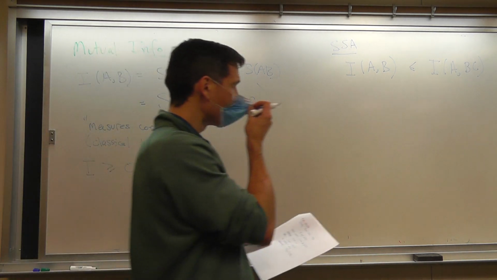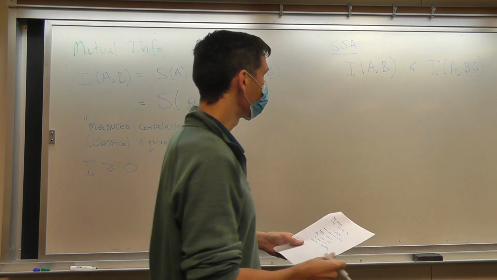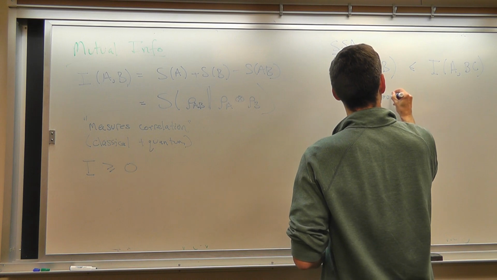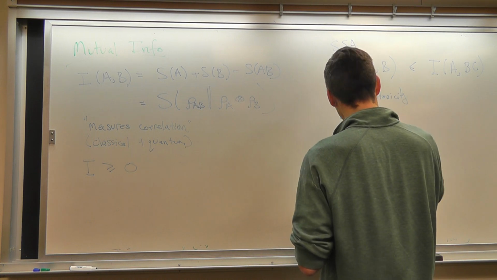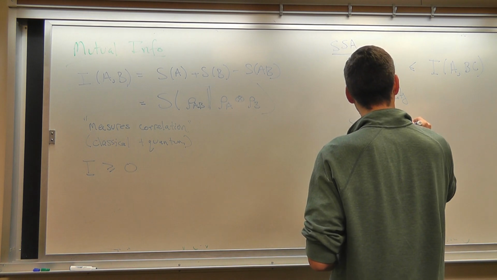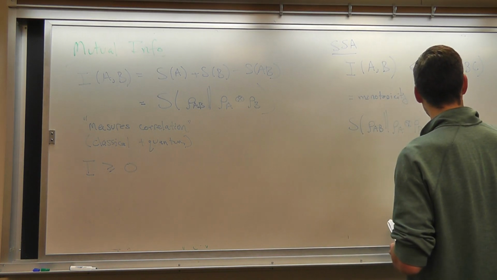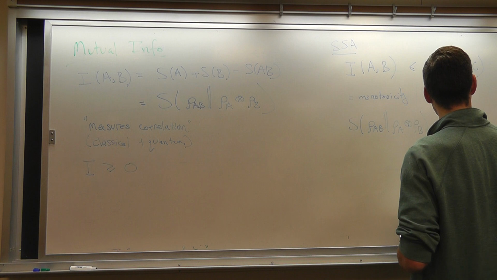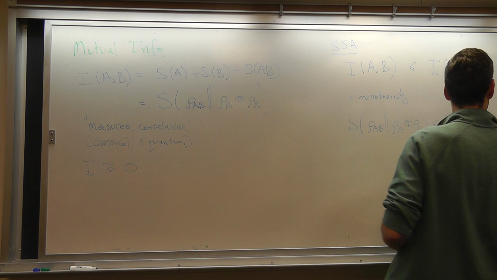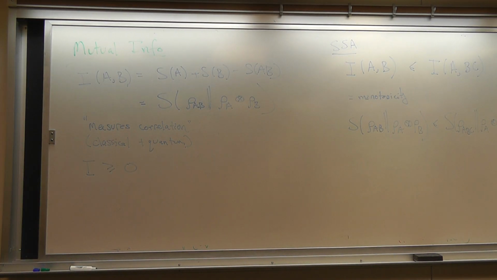Strong subadditivity. So this is also, of course, a statement about relative entropy, and in fact, this is monotonicity in disguise, because you can write this as S of rho AB with respect to rho A times rho B is less than S of rho ABC with respect to rho A times rho BC. So it's monotonicity under tracing out C.